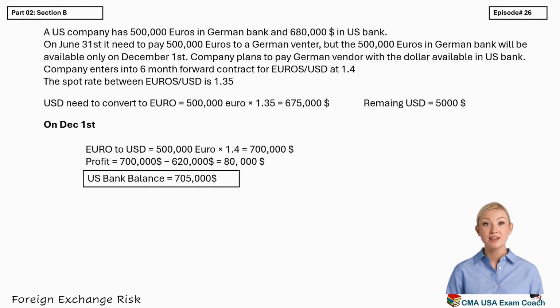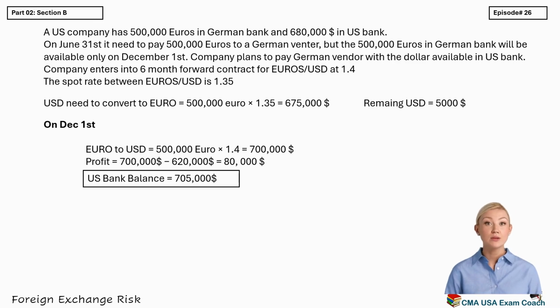Step 4. Calculate the profit. Now let's calculate the profit earned through this currency swap strategy. The company originally used $675,000 in June to make the payment. Now it receives $700,000 on December 1st. So the profit equals $700,000 minus $620,000, which equals $80,000. This means the company gains $80,000 from this swap transaction.